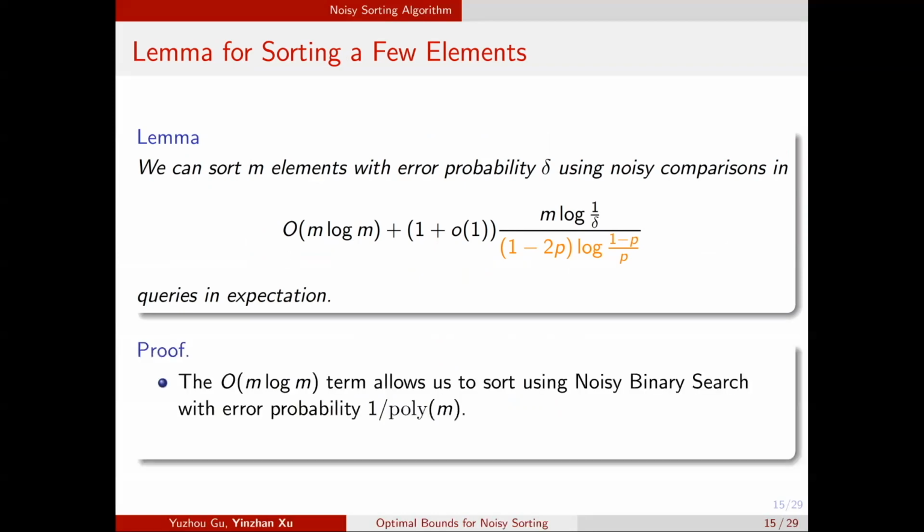Because we can spend O(m log m) queries, we can afford to sort the array by using noisy binary search with error probability 1 over poly m. And therefore, if delta is at least 1 over poly m, we already solved the problem. So from now on, we can assume delta to be less than 1 over poly m.